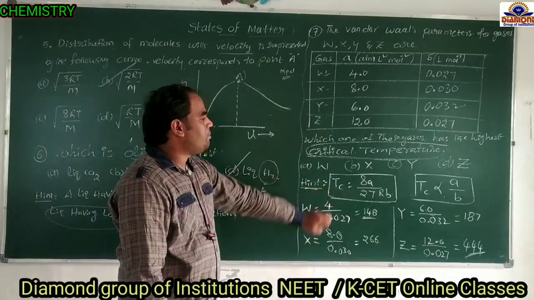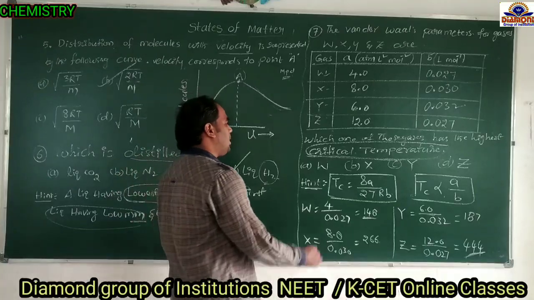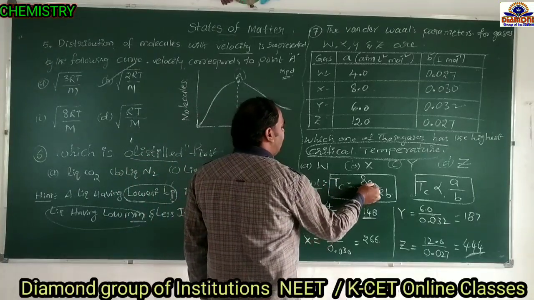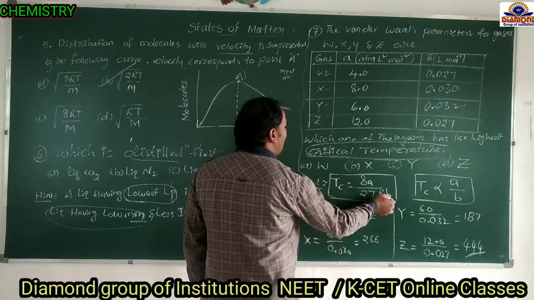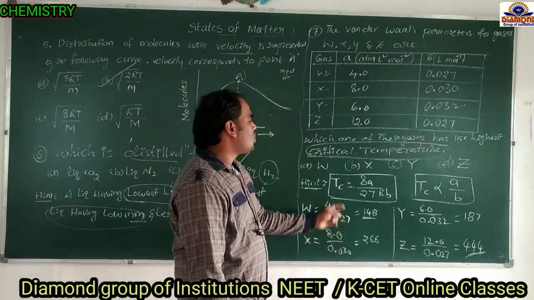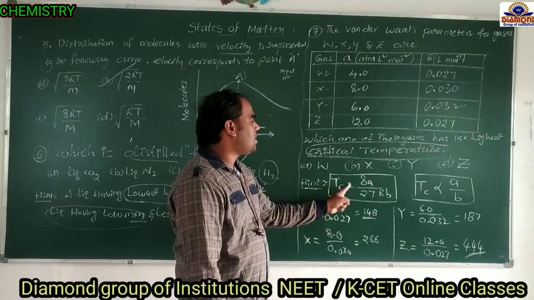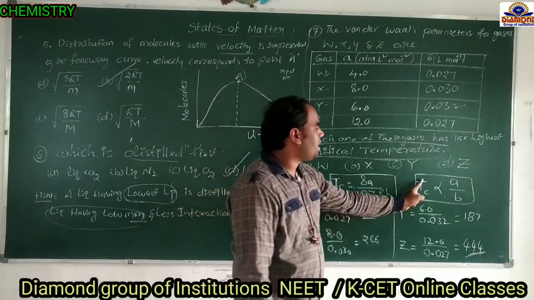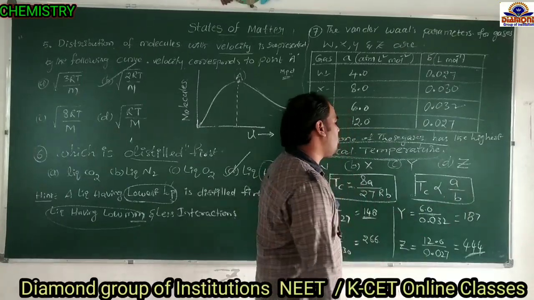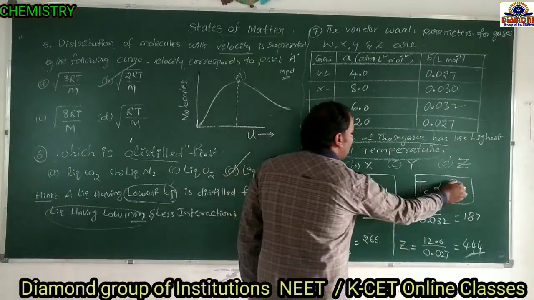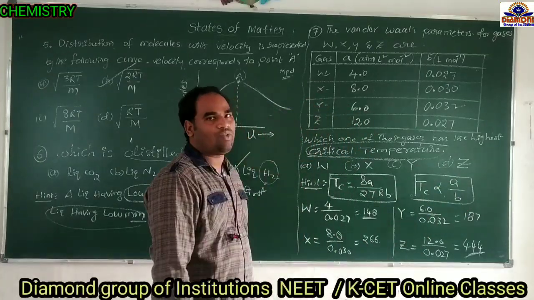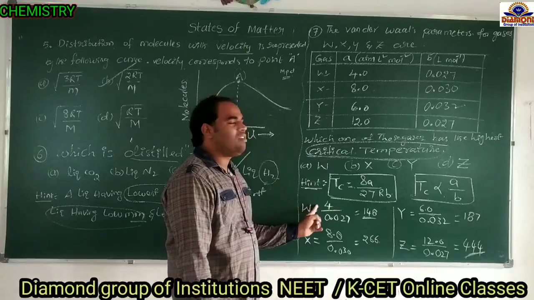Hint for this question: what is the critical temperature equation? Critical temperature equals 8A by 27RB. Here the R value is constant, so critical temperature is directly proportional to A by B. Therefore, for W, X, Y, Z gases we have to find out the A by B values.